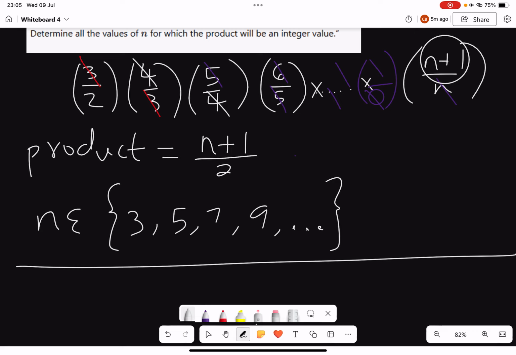And there you have it, a neat telescoping product leading us to a simple but elegant condition for integers.